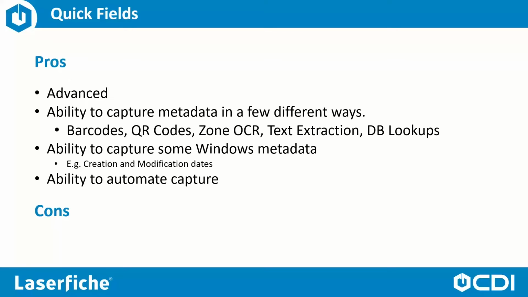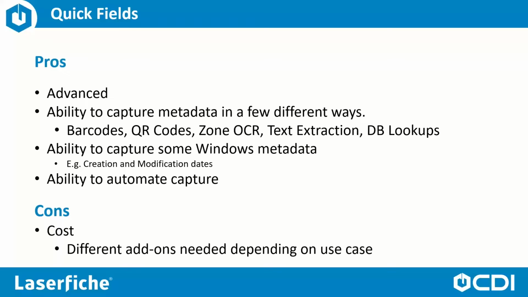All right, now as far as cons to Quick Fields, the big one is cost. Quick Fields is very modular. Lots of different add-ons. The basic Quick Fields is actually fairly affordable. But as soon as you start adding the ability to read the barcodes, the ability to use Zone OCR, and then of course, the ability to automate that capture process with Quick Fields Agent, those can really become an issue in regards to the total cost.